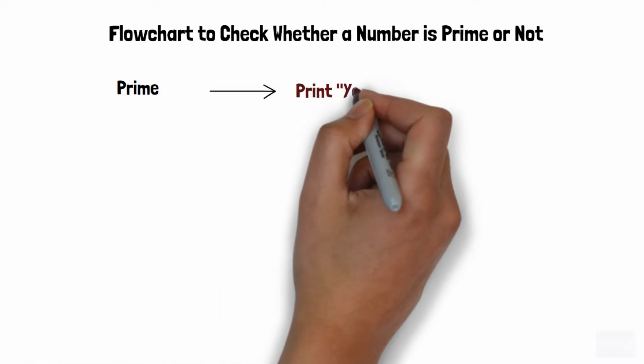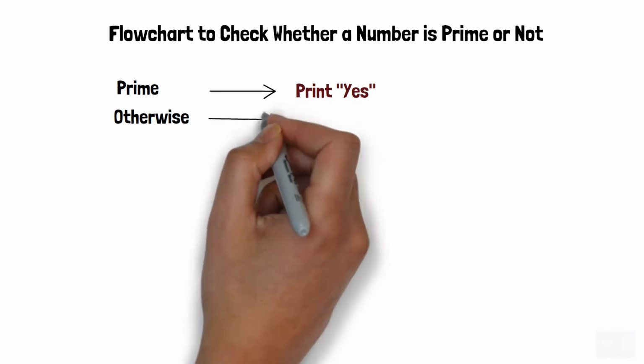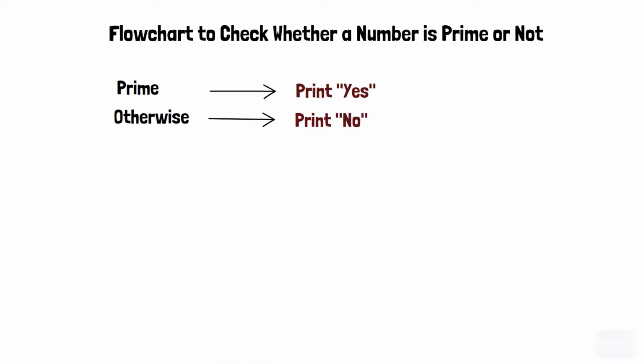In this video, we are going to create a flowchart to check whether a number is prime or not. We will print yes if the number is prime, otherwise we will print no. But before that, let's understand what prime numbers are.